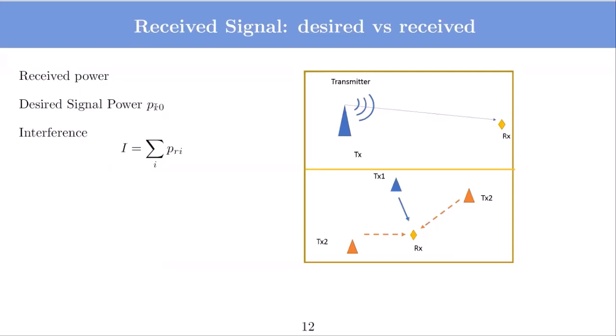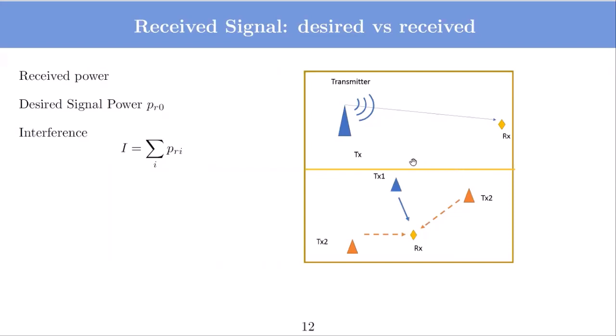And let's denote it by PR0. And then if you have multiple transmitters, right? This is your desired transmitter, this is you, and there are 2 other transmitters. So what kind of situation is this? Suppose you are living in an apartment, you bought your Wi-Fi router, and you want to watch a video on your phone, and this wireless router is transmitting to your phone.